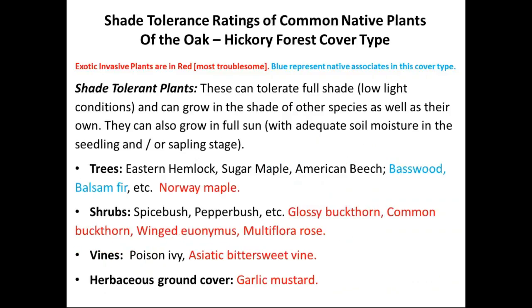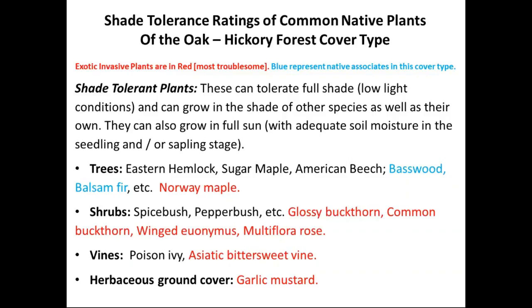The last is shade-tolerant plants. These can tolerate full shade or low light conditions. They can grow in the shade of other species as well as their own. They can also grow in full sun with adequate soil moisture in the seedling or sapling stage. So our shade-tolerant plants, these are the climax species they call them, are eastern hemlock, sugar maple, and American beech. Basswood is also shade-tolerant. And up in Maine and Canada, balsam fir is.